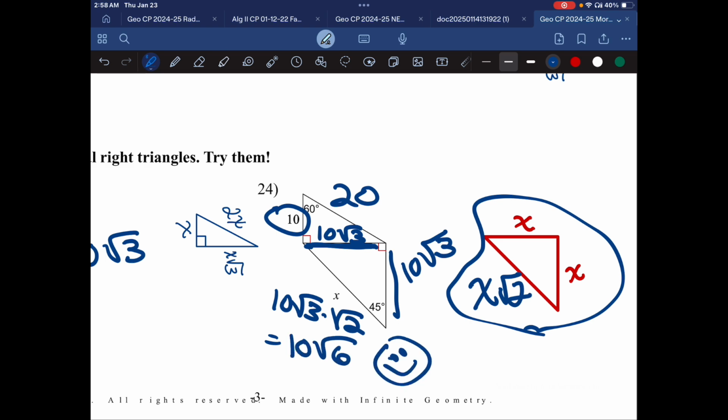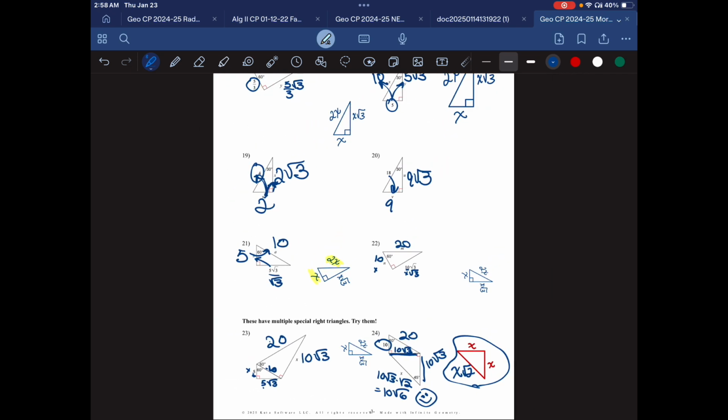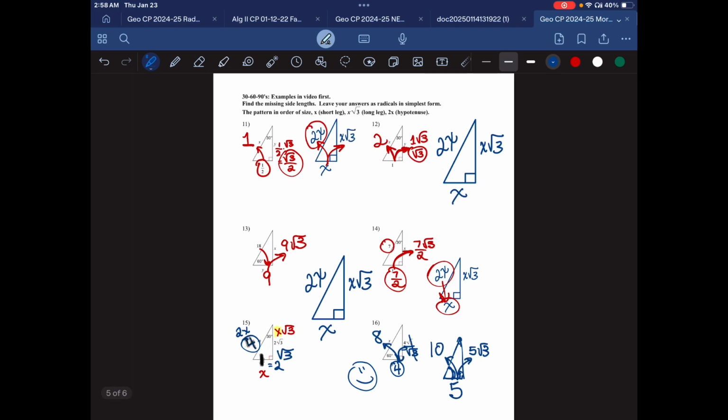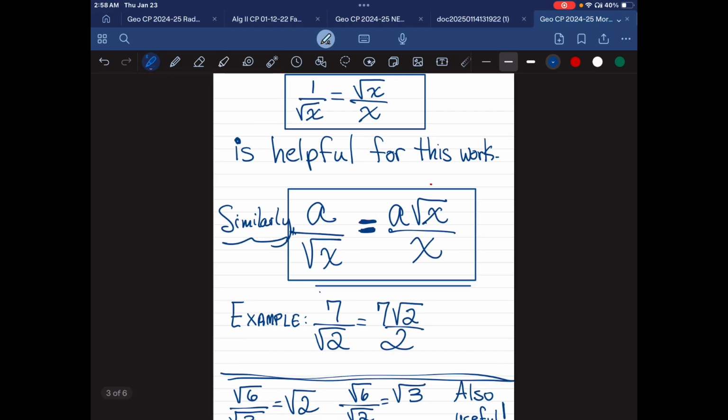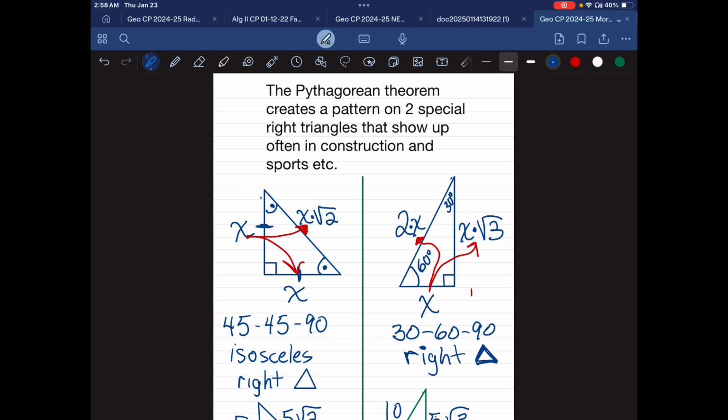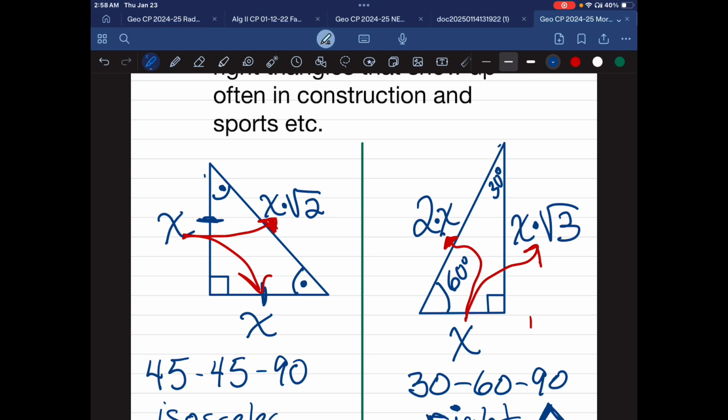I hope you did well, and now you have enough tools to help you do the assignment I gave you a couple of days ago. So again, practice saying it in your head. X, x, x square root of 2, x, 2x, x square root of 3.